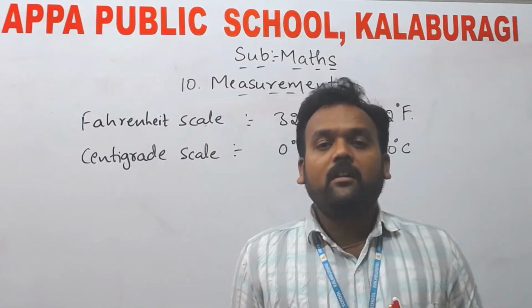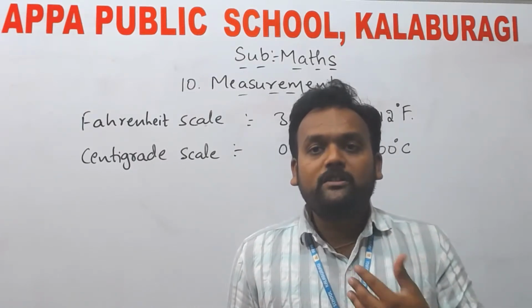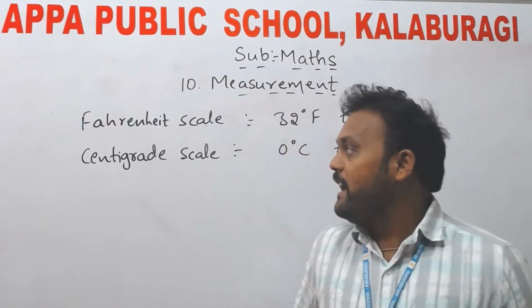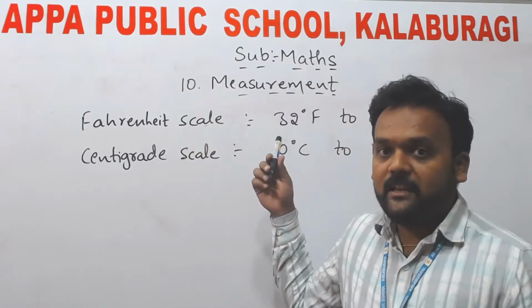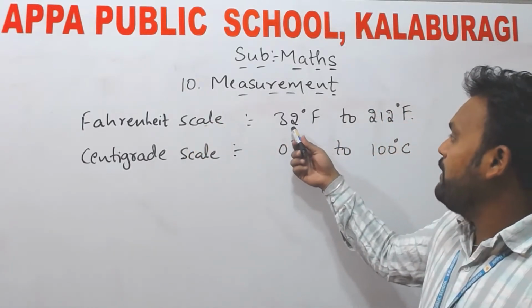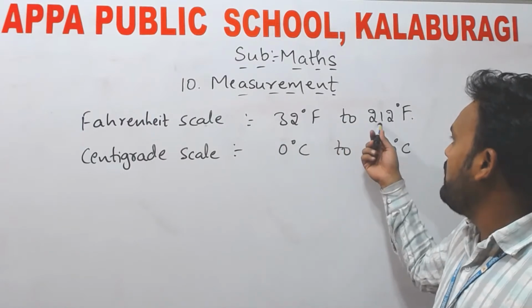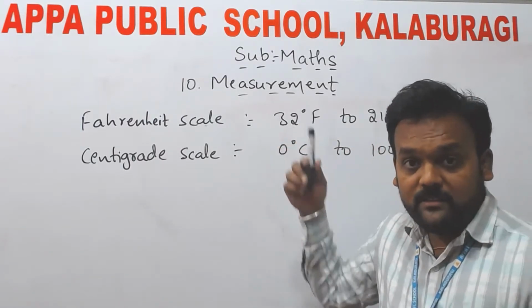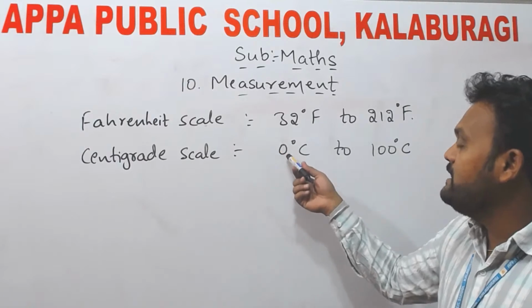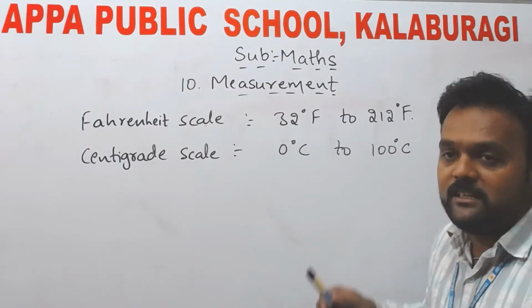Now, in a thermometer we are discussing the two scales. One is the Fahrenheit scale, which marks from 32 degree Fahrenheit to 212 degree Fahrenheit, whereas the centigrade scale is 0 degree Celsius to 100 degree Celsius.